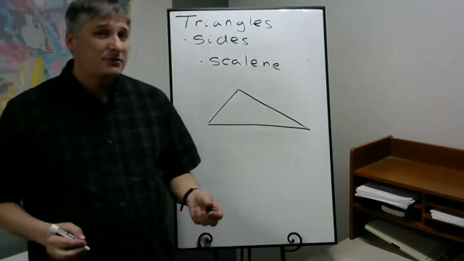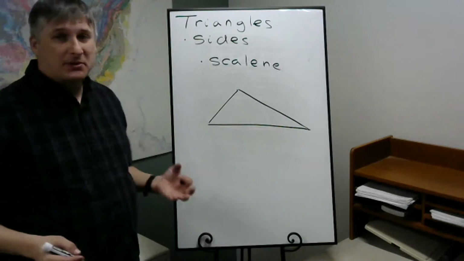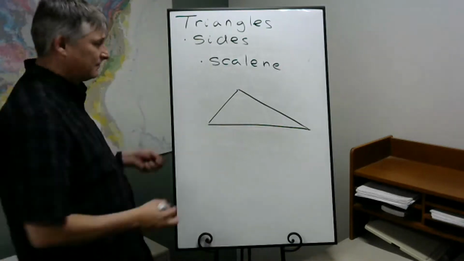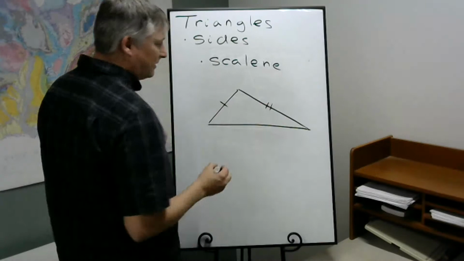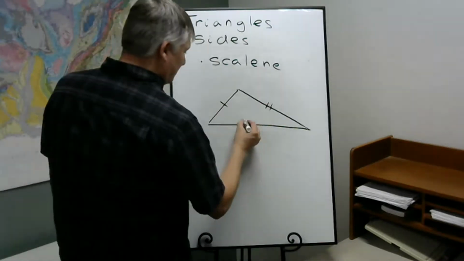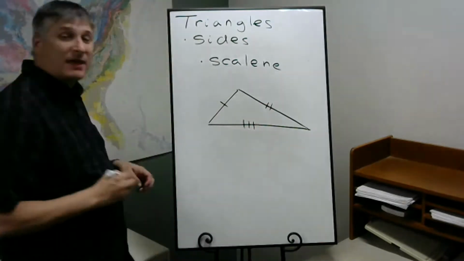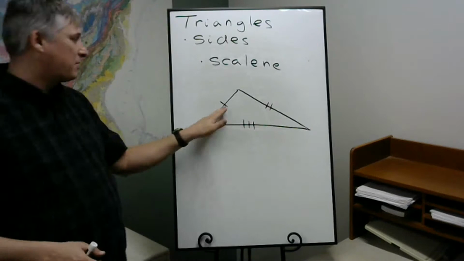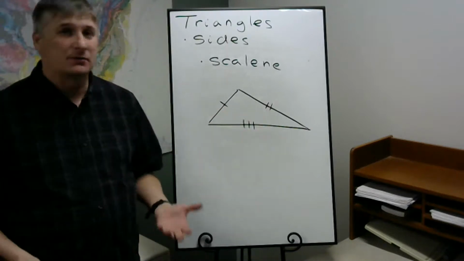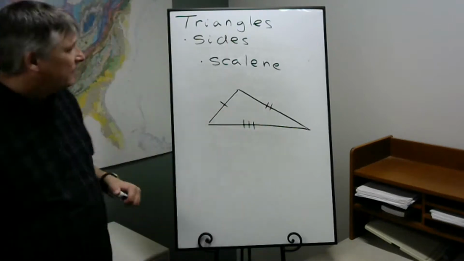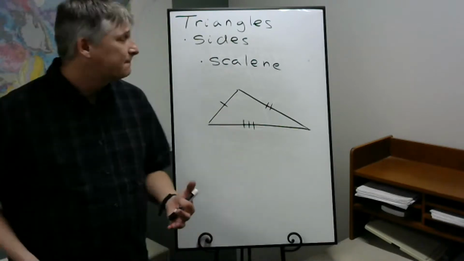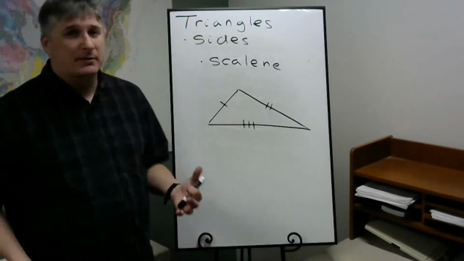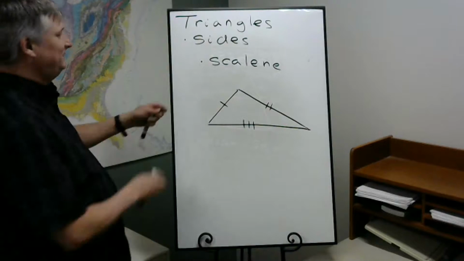For a scalene triangle, all 3 sides have different lengths. So this side is different from that side, and both of those have different lengths from that side. So you have 3 different lengths for a scalene triangle. So that's how we can think of triangles in terms of sides. Let's take a look at them in terms of angles.